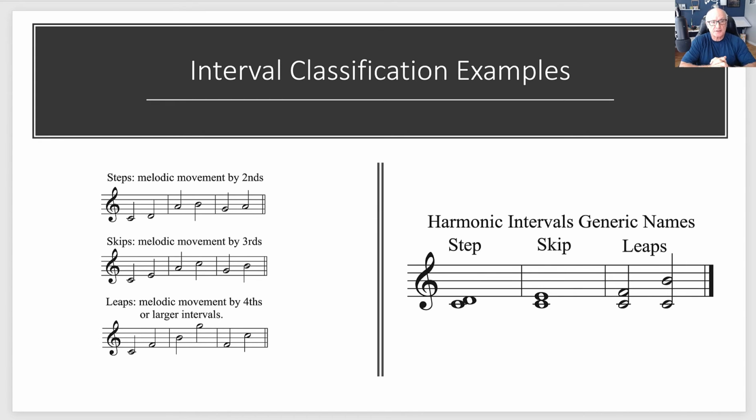So if you look at the chart, it says melodic movement by seconds. You can see the C to the D, the A to the B, G to A. And then melodic movement by thirds, which almost sounds like chords when we play them. The C to E, the A to C, the G to B. And then leaps, movements by fourths or larger. And you can see just on the graph how far apart those notes are. The easiest ones to sing are melodic intervals by seconds. Harmonic intervals have generic names, a step, a skip, and a leap as well. So you can see that the harmonic and melodic intervals are very much related.